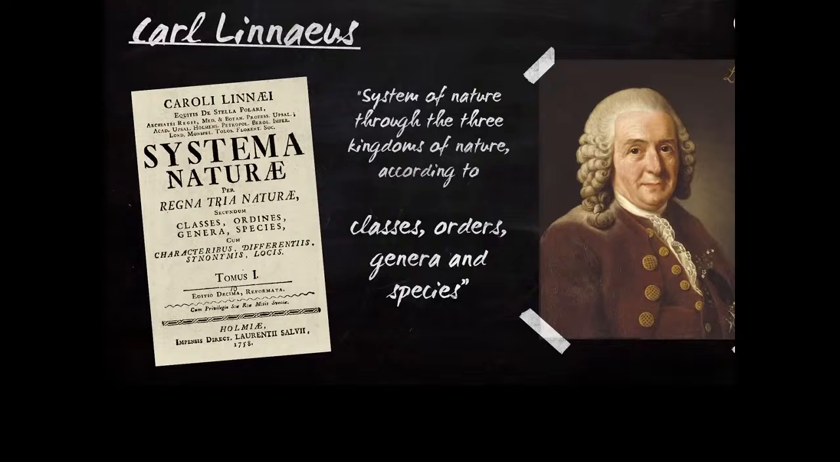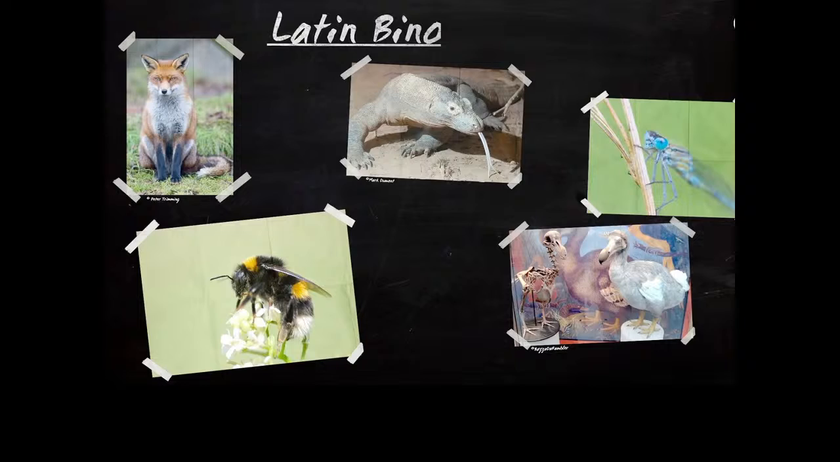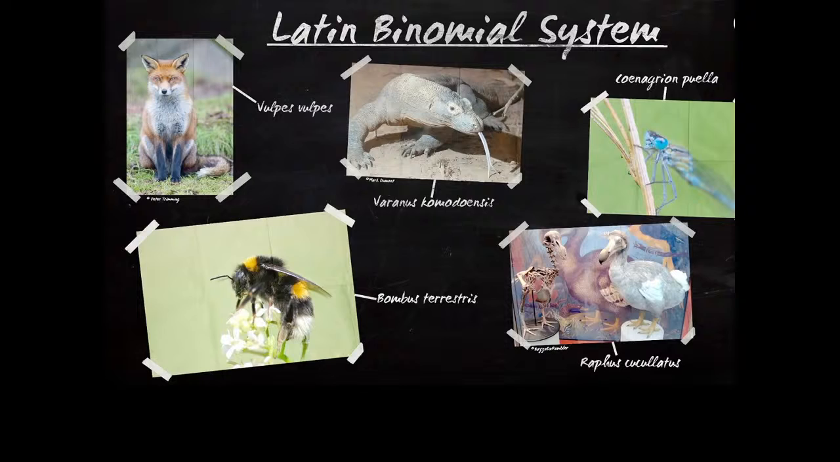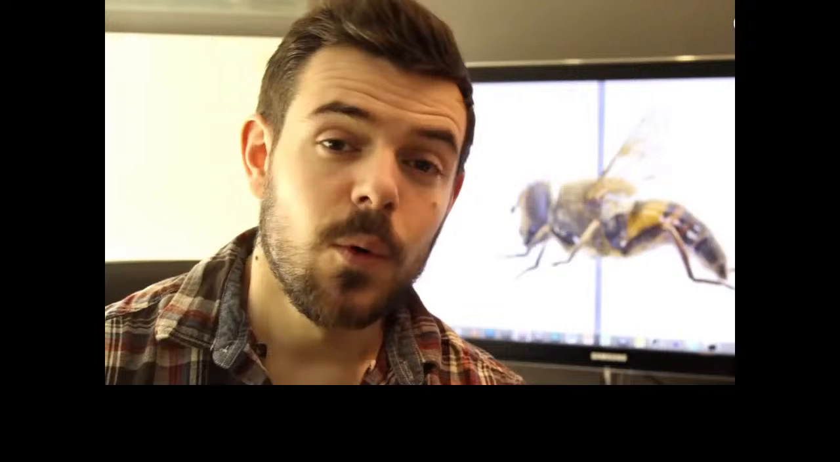The man who came up with it all was Carl Linnaeus, who came up with a system of categorising the natural world based on shared characteristics. Most importantly, he came up with something called the Latin binomial system, a two-worded system used today to give a unique scientific name to every known species. We'll come back to that in a little bit.